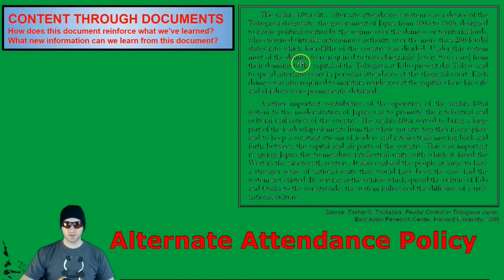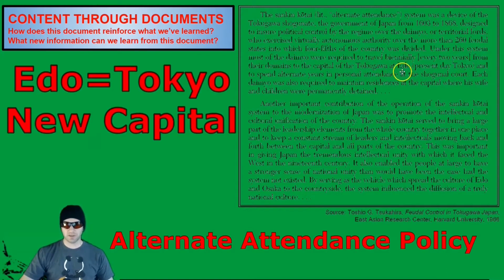Under this system, most of the daimyo were forced to travel every 2 years from their home domains, where they had power, to the capital of the Tokugawa shogunate at Edo, present-day Tokyo. Remember, the shogun made the new capital at Edo so he could totally control the city. And the lords had to spend alternate years in personal attendance at the shogunal court. So every 2 years, they have to spend time in Edo.